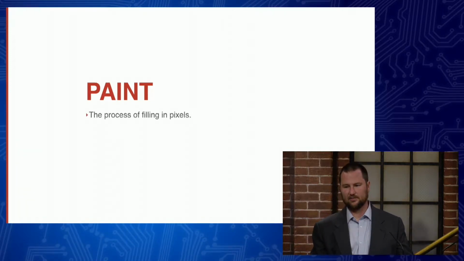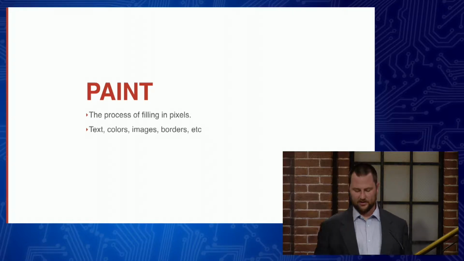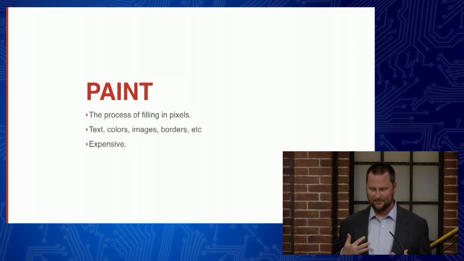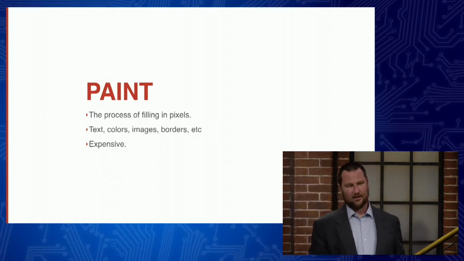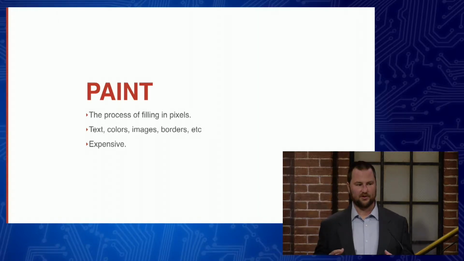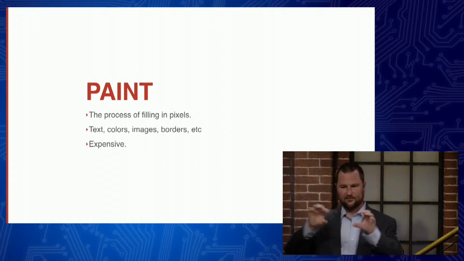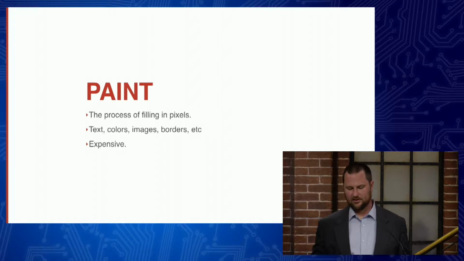Painting is basically the process of filling in the pixels, including the text, your colors, your images, your borders, any type of background image, and anything like that. It's also a very expensive operation, and you don't want to paint more than necessary. When you're doing your painting, you can have multiple layers, and I like to visualize them as Photoshop layers. If you have multiple Photoshop layers, you can move one around in front of the other, and it's pretty easy to do.